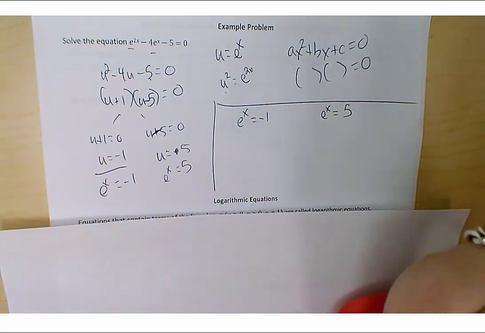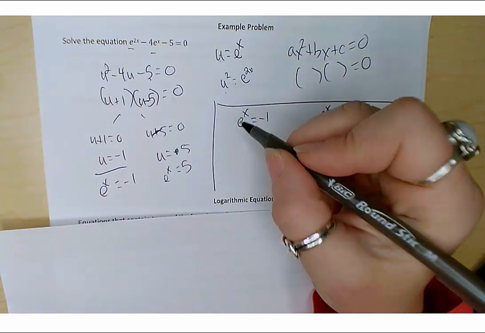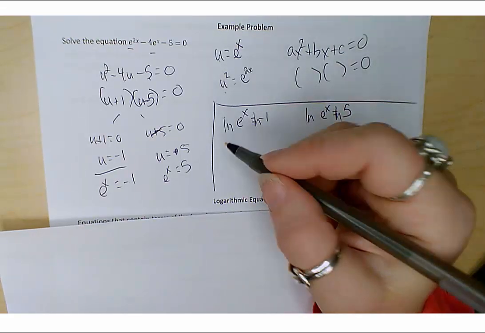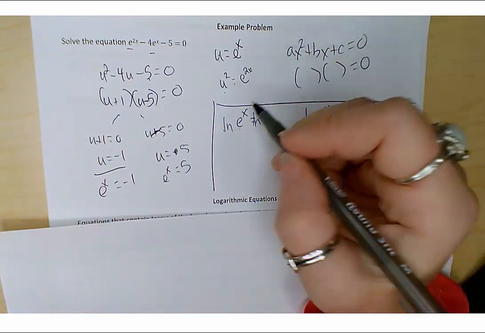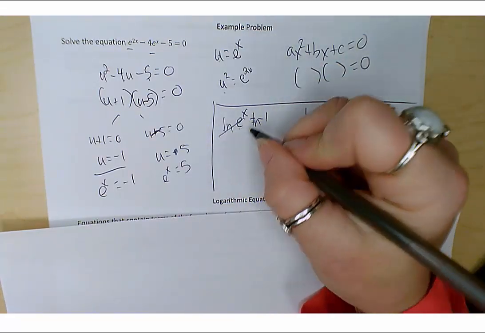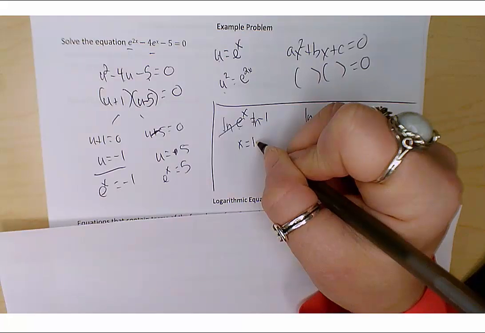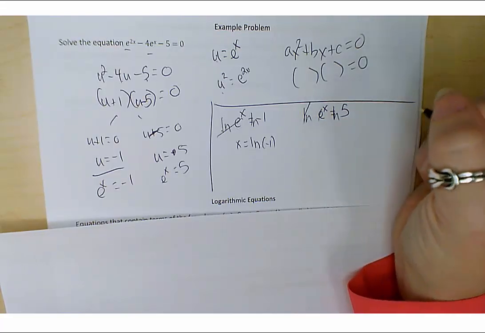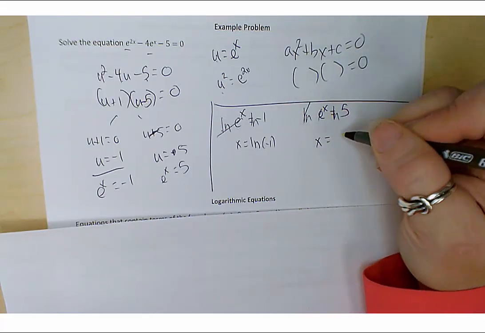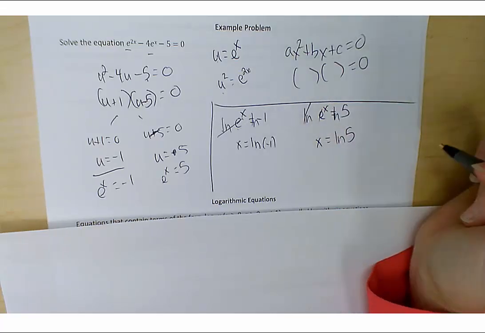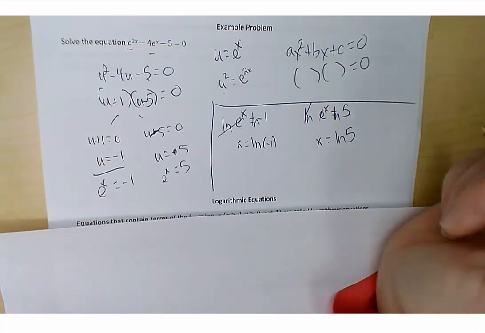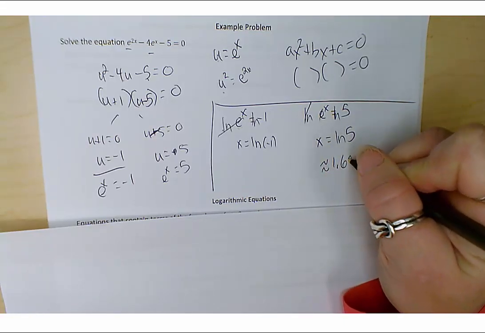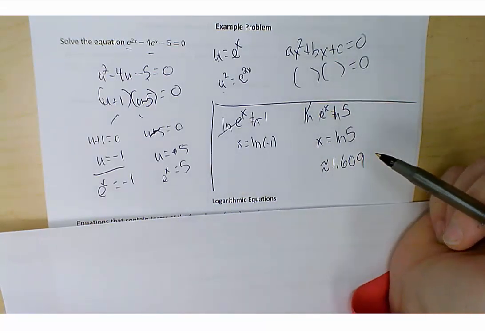And now we can use our second technique of solving an exponential equation by taking the natural log of each side. Using one of our log properties here, ln of e to the anything, ln and e cancel, and you're left with x is equal to ln of negative 1. Same thing over here, ln and e are going to cancel, leaving us with x is equal to ln of 5. Throw those into the calculator. Whenever we calculate ln of 5, we get approximately 1.609.